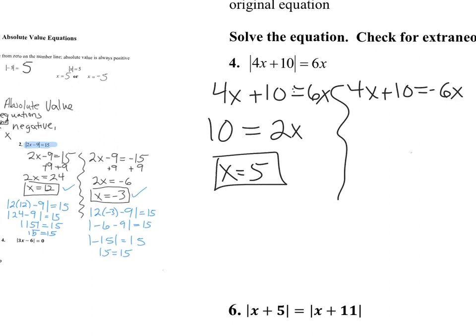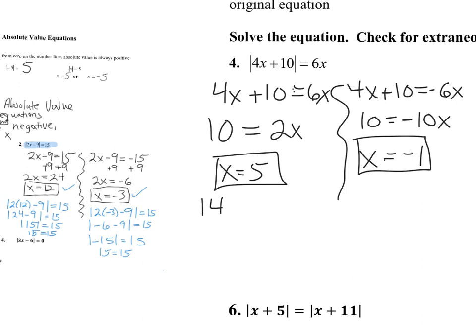Now, moving over to the right, I'm going to subtract 4x to the other side. I get 10 is equal to -10x, okay? Divide by -10 on both sides, and I get x is equal to -1. So as you can see, we solved for 2 possible answers, but one of them is not going to work. So we plug it in as always.